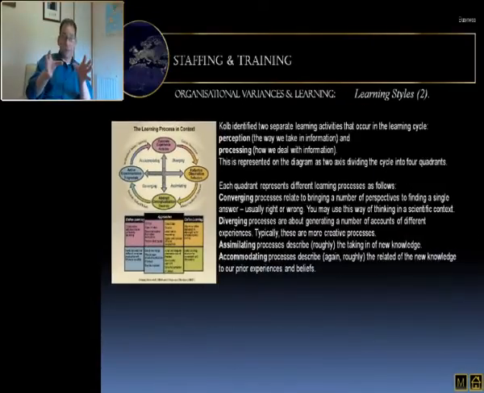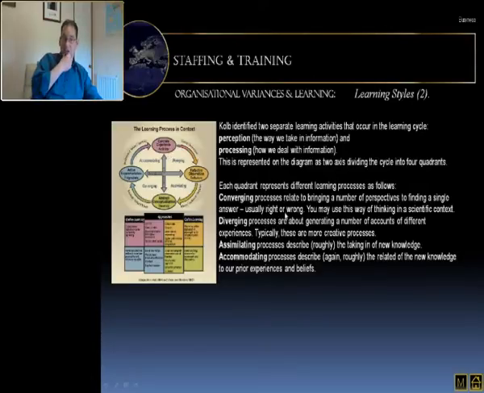Again, you have the option to download this and work with it, and you can see that in full and read through some of the details. But as it says there, Kolb identified 2 separate learning activities that occur in the learning cycle. Perception, the way we take in information, and processing, how we deal with the information. So it ties into NLP 1 and 2. This is represented on the design as 2 axes dividing the cycle into 4 quadrants. 2 axes, 4 quadrants.